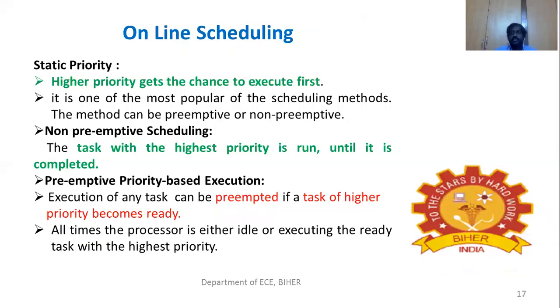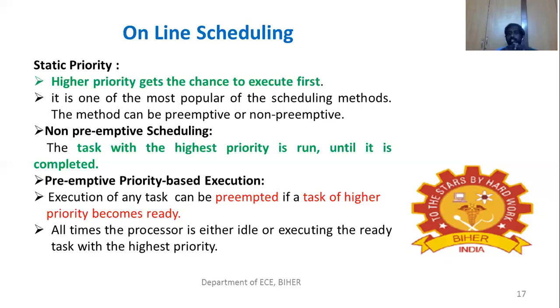Online scheduling. This is also related with time. Static: two priorities are there. In static priority, the task with higher priority gets the chance to execute first. That is known as static priority. It is one of the most popular scheduling methods. The method can be preemptive or non-preemptive.